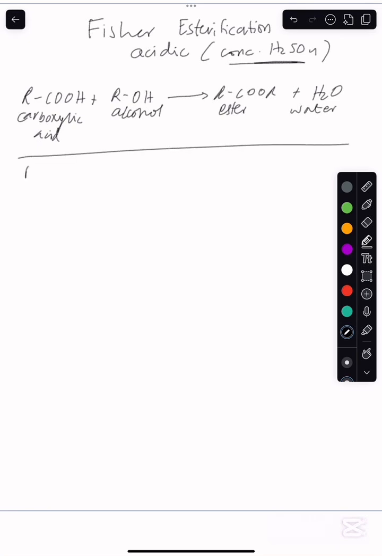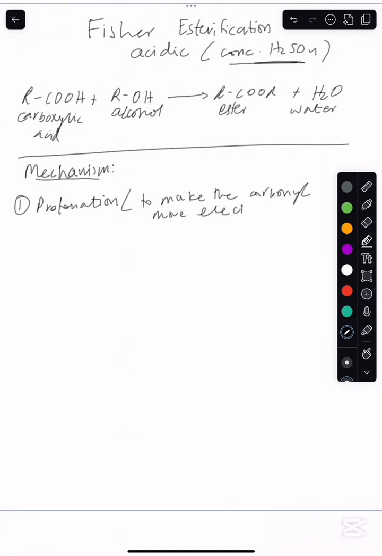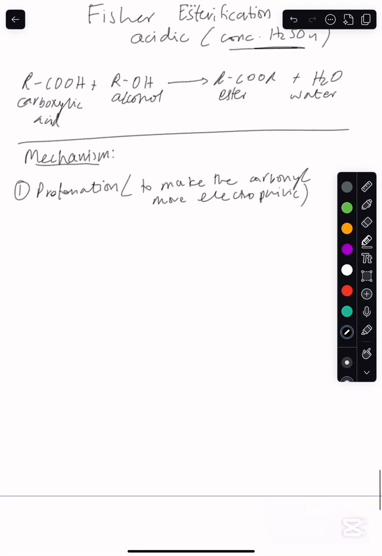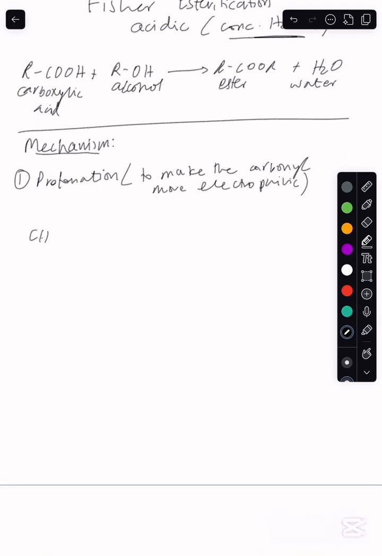So now we may see the mechanism of the reaction. It occurs in 4 steps. The first step is the protonation of the carboxylic acid. It occurs to make the carboxylic acid more electrophilic. So the carbonyl group becomes more electrophilic, and the carbonyl carbon actually becomes more electrophilic.